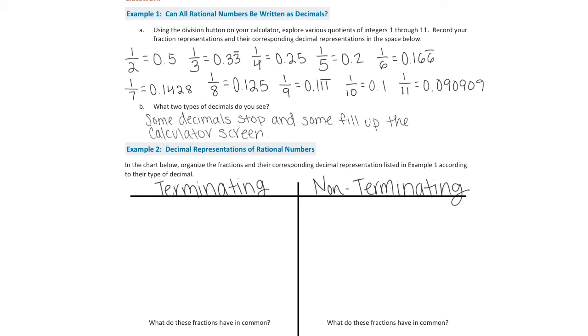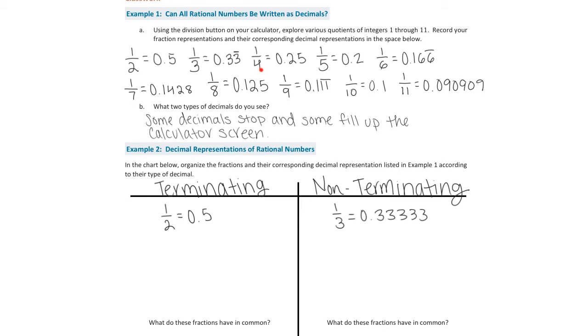So let's look at 1/2 equals 0.5. Because the decimal stops, or you could say it ends, that's going to be in our terminating column. So 1/2 equals 0.5 is in our terminating column. Let's look at 1/3. 1/3 equals 0.33 repeating. Because it repeats itself, it's going to go in the non-terminating column. So 1/3 equals 0.333333 and so on.